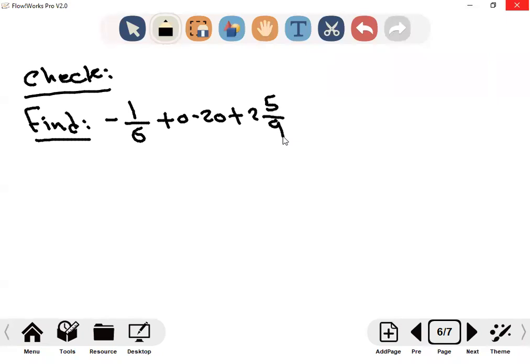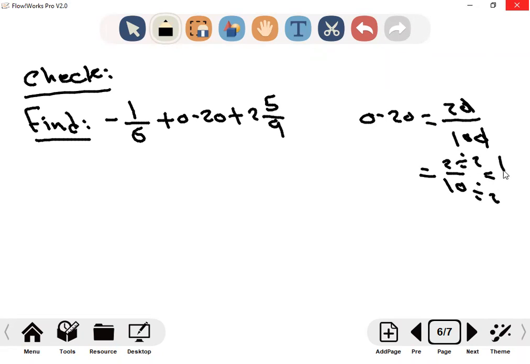Here we have two fractions with one mixed number and one decimal. It's better to turn the decimal to what? To a fraction, and this mixed number to a fraction. Then you have three fractions, right? And don't forget this negative here. Now 0.20 is 20 over 100. You can cross 0 with 0. It is 2 over 10. Simplify, divide by 2, divide by 2. It is 1 over 5.